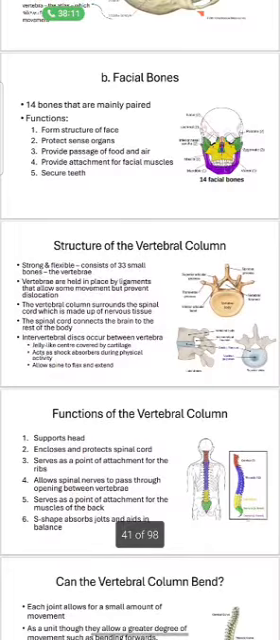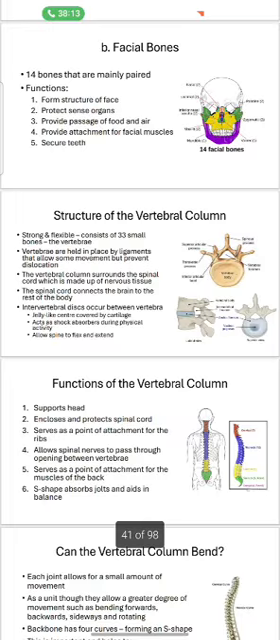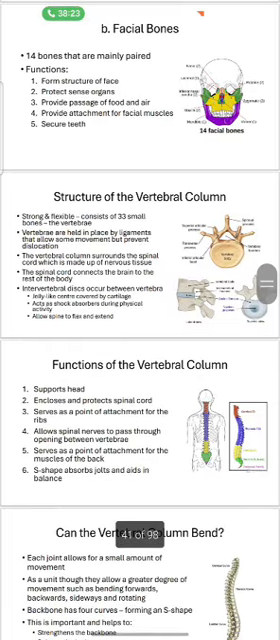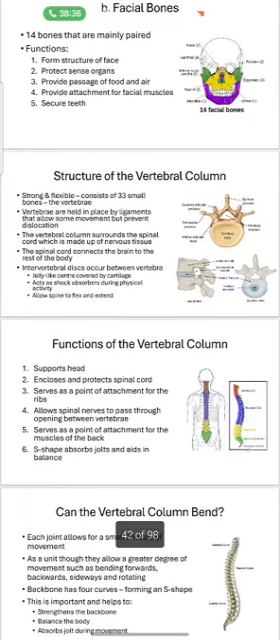The structure of the vertebral column. It is strong and flexible, and consists of 33 small bones, the vertebrae. Vertebrae are held in place by ligaments that allow some movement but prevent dislocation. The vertebral column surrounds the spinal cord, which is made up of nervous tissue. The spinal cord connects the brain to the rest of the body.